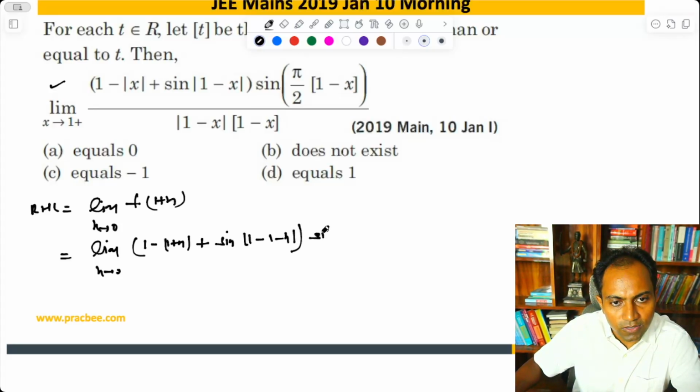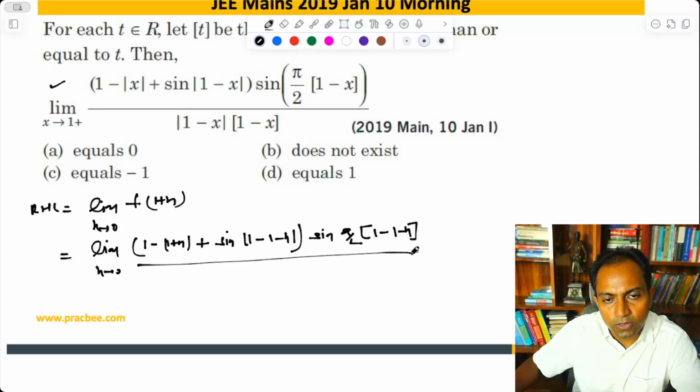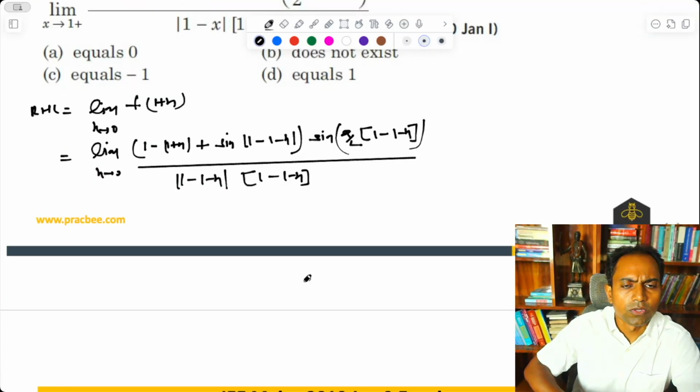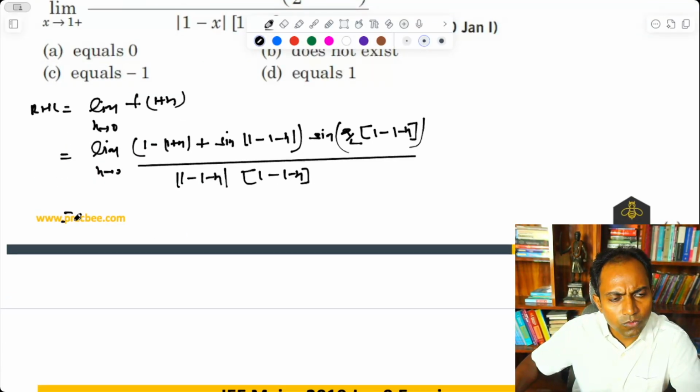See, these brackets are very important. If you get one wrong, your answer will not match. This becomes the greatest integer function of 1 minus 1 minus h. And in the denominator, you can see that you have 1 minus 1 minus h, and there is a mod over it. Then for the other part, 1 minus 1 minus h. If I write it down, it is not a very difficult question to solve. You can get it in minutes now.